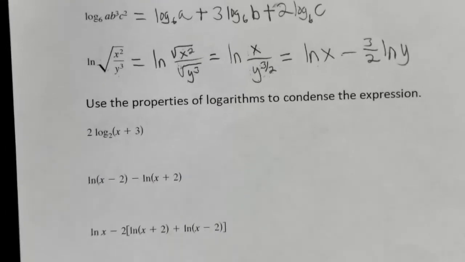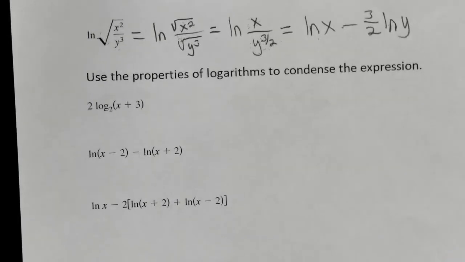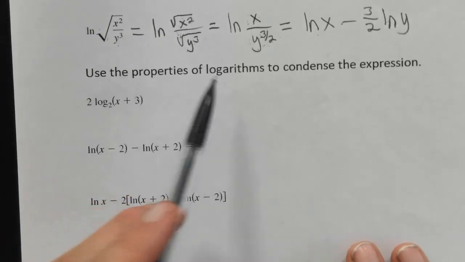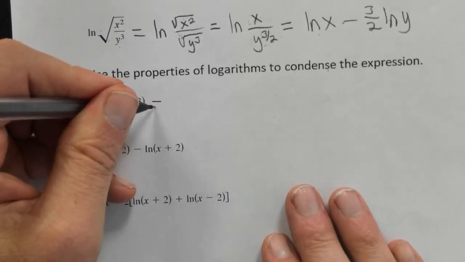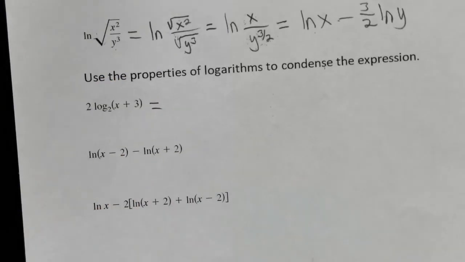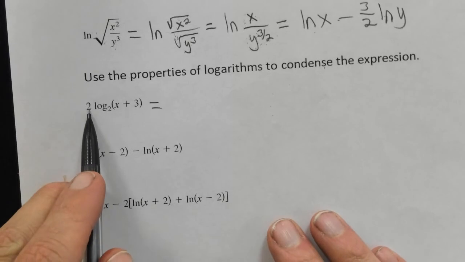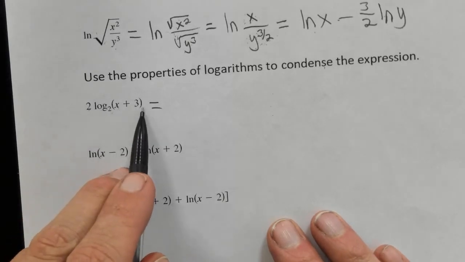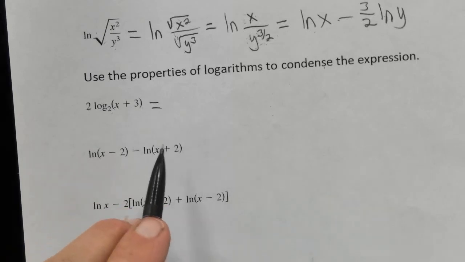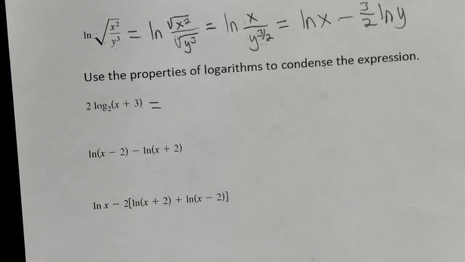Okay. All right, a couple more. And on this one, we're kind of going backwards. We want to use the properties to condense the expression. So this time, we're taking it from the expanded form and condensing it down. Well, on this one, we've got 2 log base 2 of x plus 3. And so really this time we're going backwards.